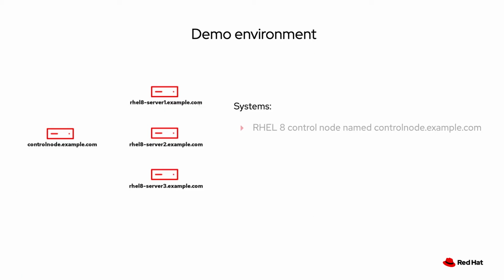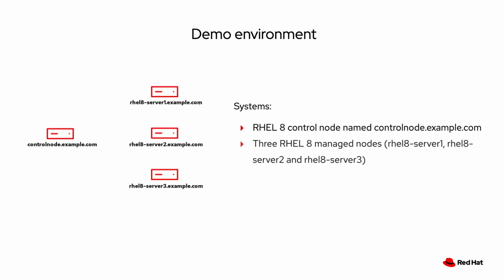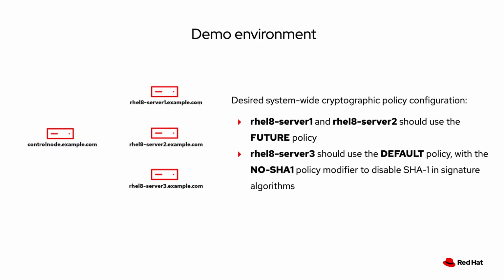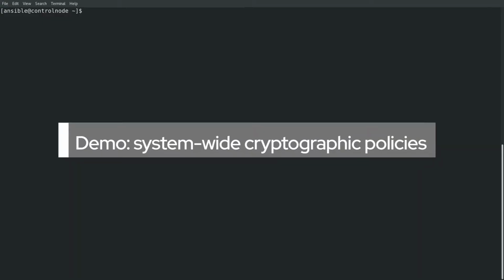The demo environment consists of a RHEL 8 control node named controlnode.example.com and 3 managed nodes, all of which are running RHEL 8. My desired system-wide crypto policy configuration in the environment is having the future policy implemented on RHEL 8 Server 1 and RHEL 8 Server 2. For the RHEL 8 Server 3 host, I would like to use the default policy with the no SHA-1 policy modifier to disable SHA-1 in signature algorithms. Now that we've outlined the demo environment and our desired configuration, let's get into the demo.